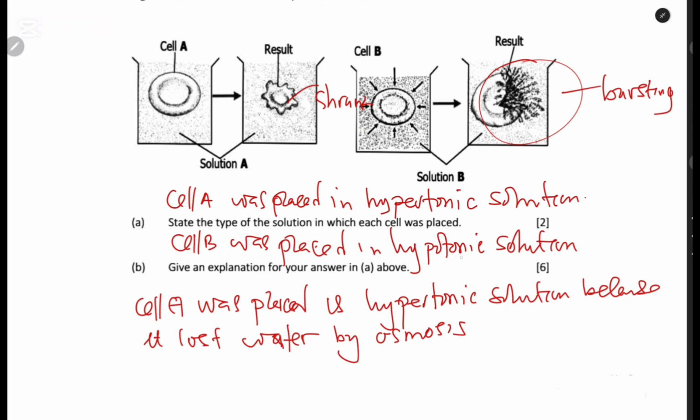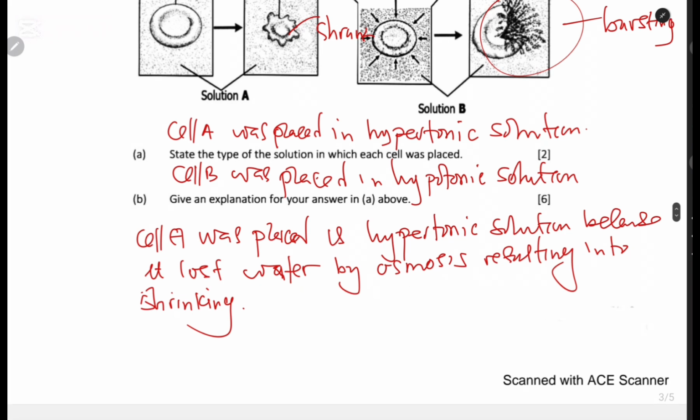Resulting in shrinking. And this process is called cell crenation. So the cell crenated, or you can say cell A was placed in hypertonic solution because it lost water by osmosis, resulting in the cell crenating, which is called cell crenation. So cell crenation is just a process by which the cells shrink due to loss of water.